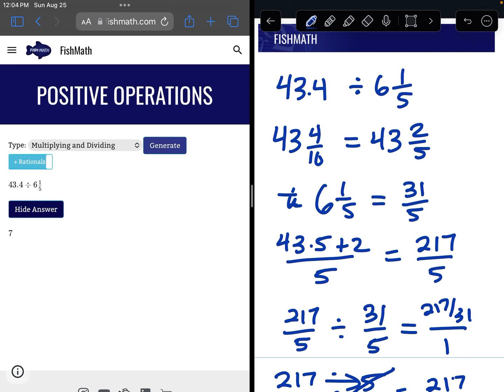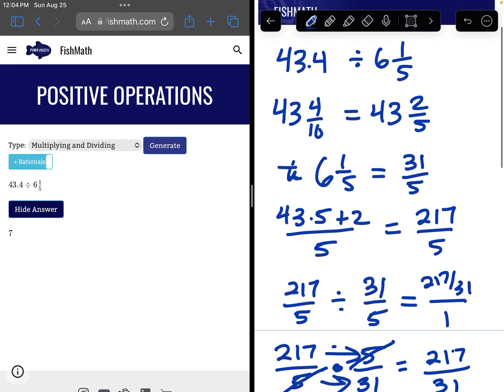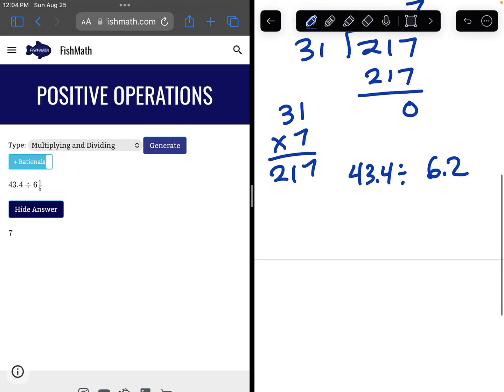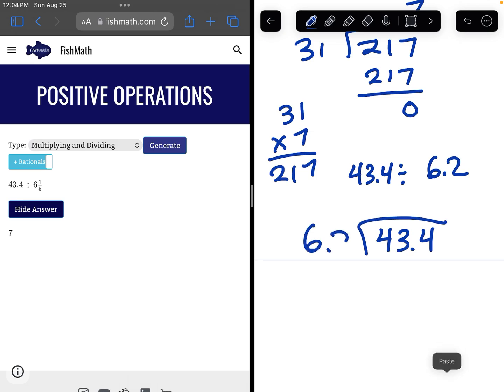Let me go back and show the way with the decimals. That might be a little bit trickier actually, now that I looked through these steps here. So 6 1/5 would be 6.2. So 43.4 divided by 6.2. So you would do long division like this. And then what you do with long division when there's decimals is you don't really want a decimal on the outside. You don't want this number to have a decimal. So what we can do is we can just slide everything over.